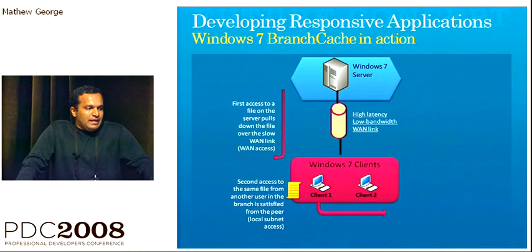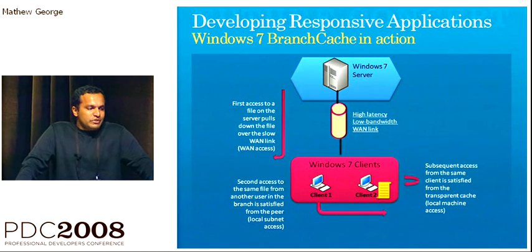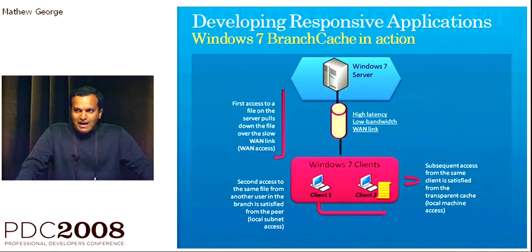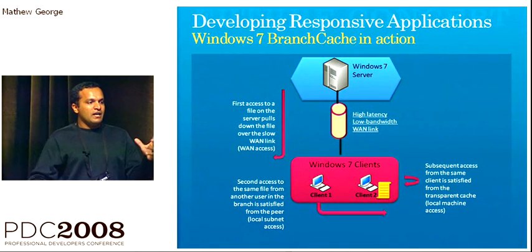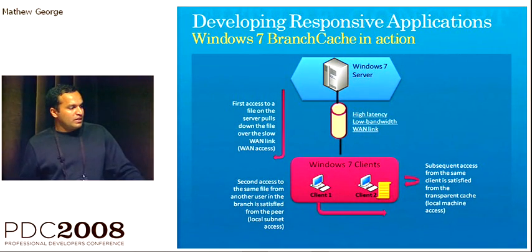Now, let's say client 2 wants to access the same file. Before it goes to the server, it looks at its peers to find whether the required data is there. And if it's there, it will pull the data from its peers, not from the server. Now, let's say that another user on client 2 tries to access the same data. In fact, you don't even need to go to the peers. If you have the transparent cache on, this file is cached persistently on the client. So you can just get the file from the disk of the same client. You don't even have to go to its peer. So this is branch cache and transparent cache working together in tandem.